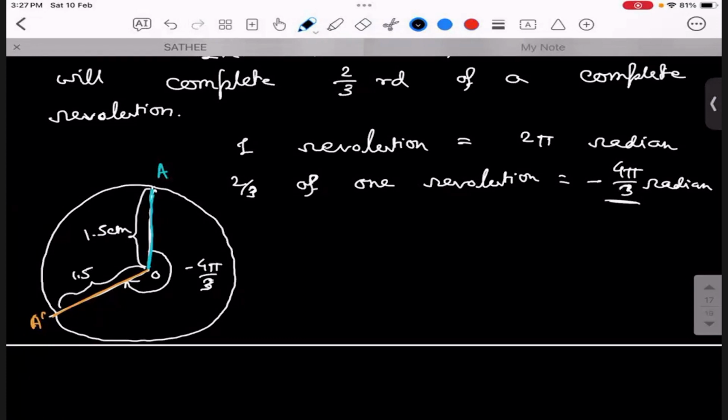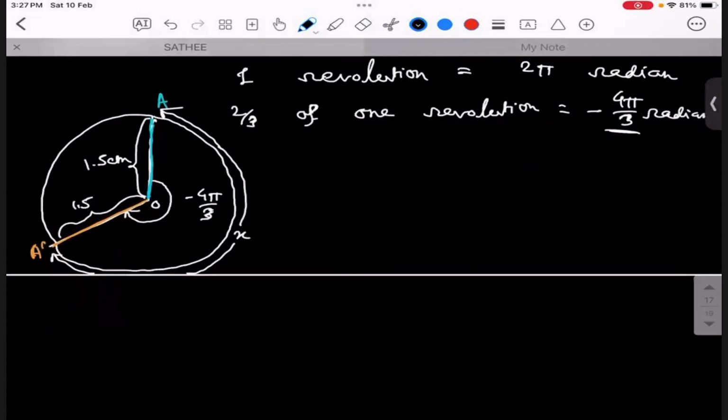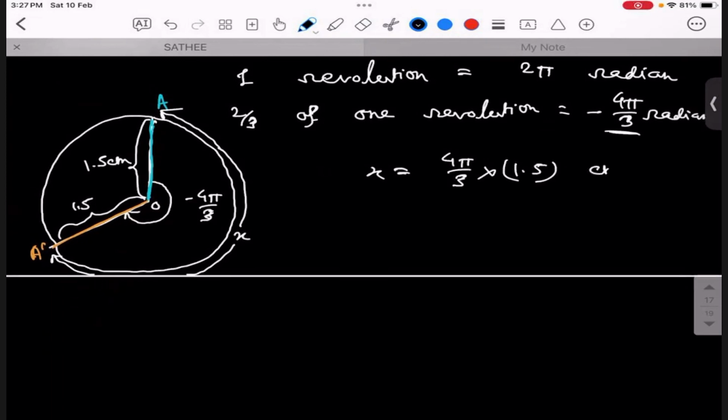Now we need to know the value of this x, or you can say L, whatever you are convenient with. We need to find this x. So how can we find it? x equals 4 pi by 3 into the length of this hand, this much centimeter.